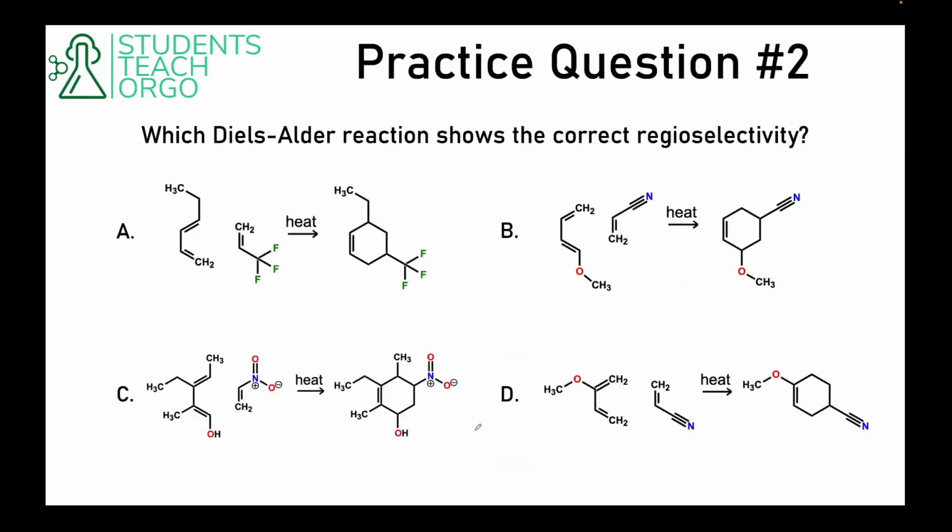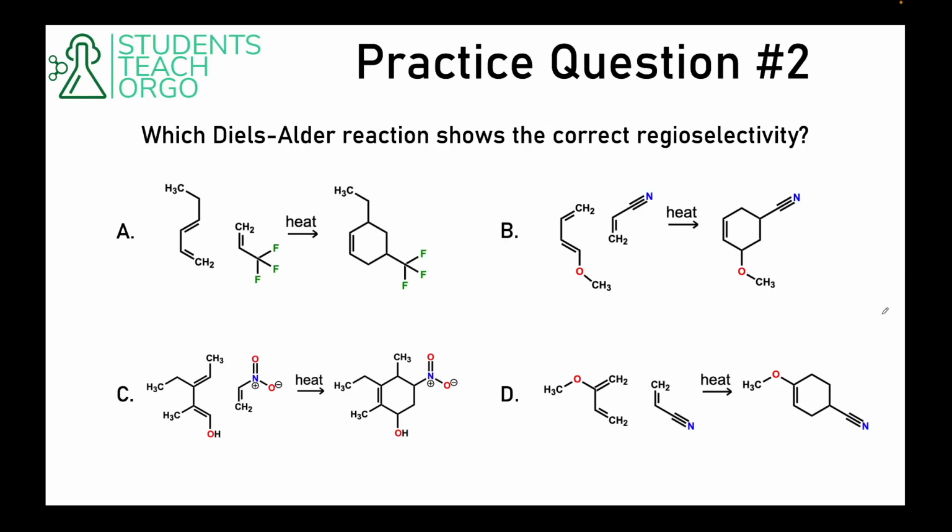So here's another practice question to test that concept. Which of the following reactions would display the correct regioselectivity, and in which one would the product be the actual major product of the Diels-Alder? So pause the video, try to figure that out. This is a very, very helpful question.